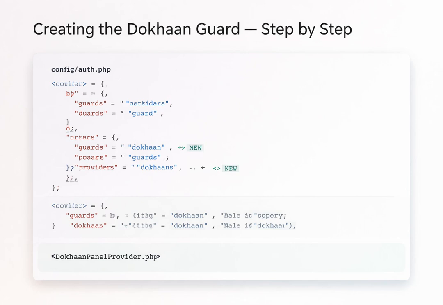The instructor emphasizes that as you build more panels in a project, you follow the same pattern for each one. Create a guard, point it to the right model, and register it in the panel provider. Only the users table doesn't need this because the default web guard already handles it.